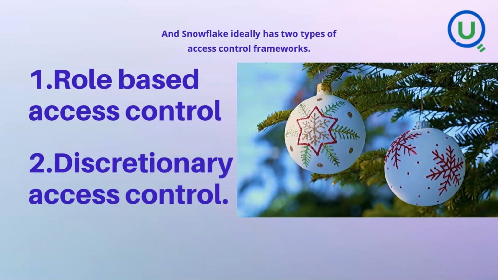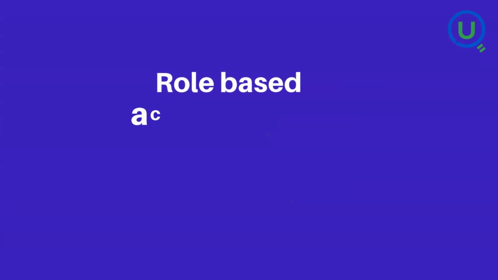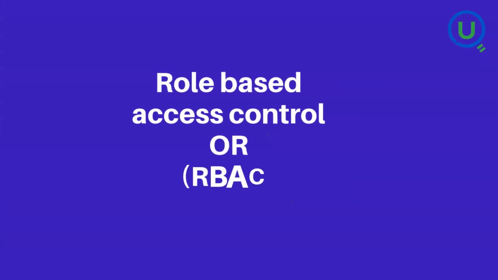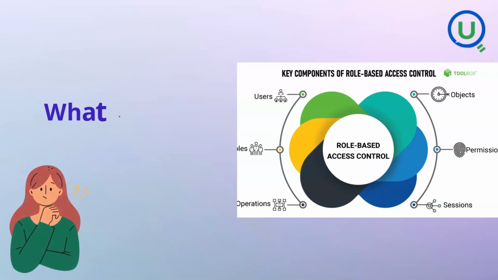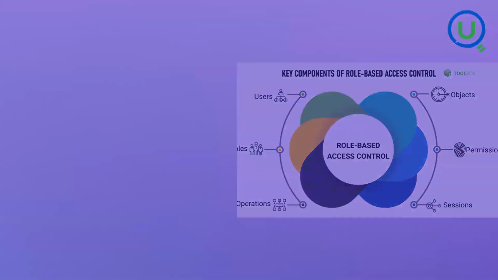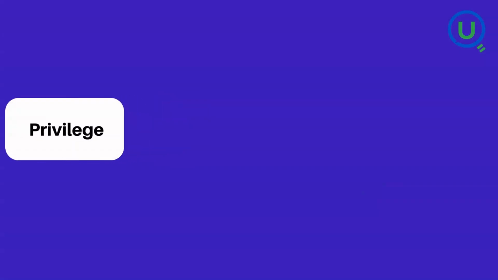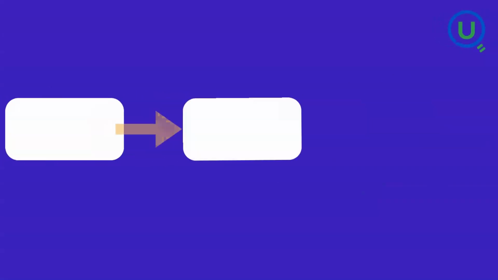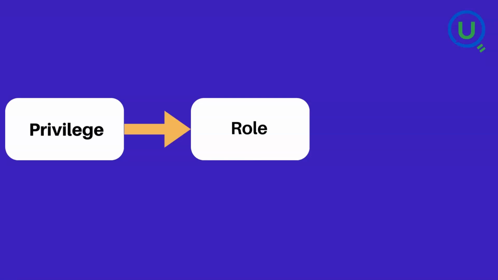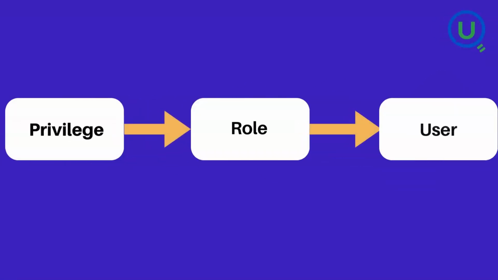The first one that we are going to see is role-based access control, or you can also call it RBAC. Now, what exactly is RBAC? I'll demonstrate it using this particular diagram. Let's say you have this privilege here. Assign this privilege to a particular role, and then this role is granted to a user.